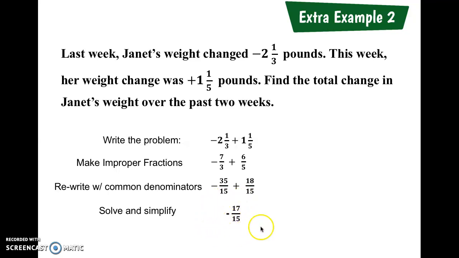However, this is an improper fraction, so when you convert it to a mixed number, you'll get -1 2/15 pounds. So even though she gained some weight back, she still weighs less than she did 2 weeks ago.